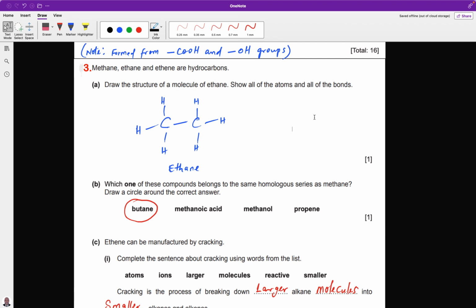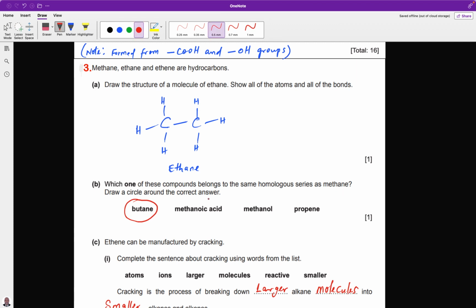Which one of these compounds belongs to the same homologous series as methane? Methane is an alkane. As I told you, a homologous series is a group of compounds that have the same general formula and the same chemical properties, and the physical properties show the same gradation. I just explained it to you.